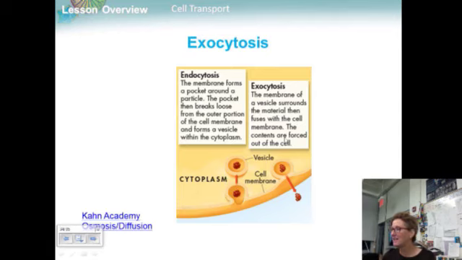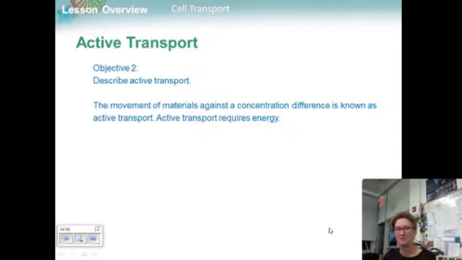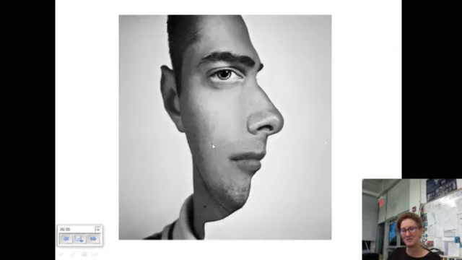All right, so that's endocytosis and exocytosis, and you can read those there and study them too. Describe active transport was our objective. The movement of materials against concentration difference is known as active transport, and active transport does require energy. And there's an interesting picture for you.